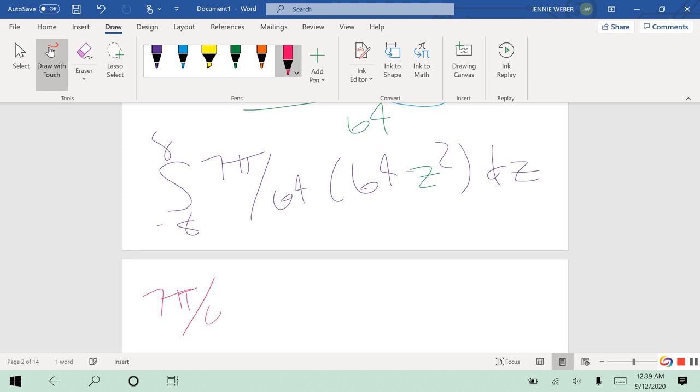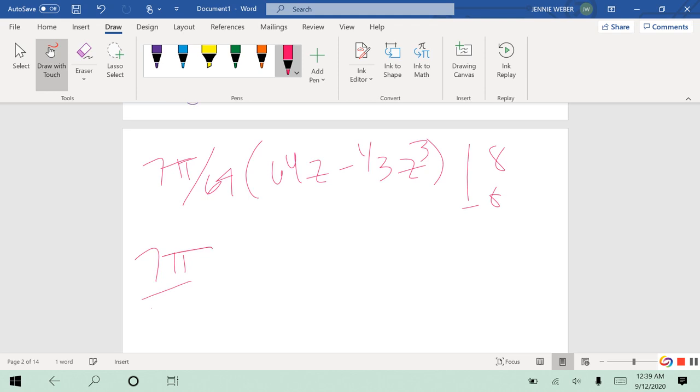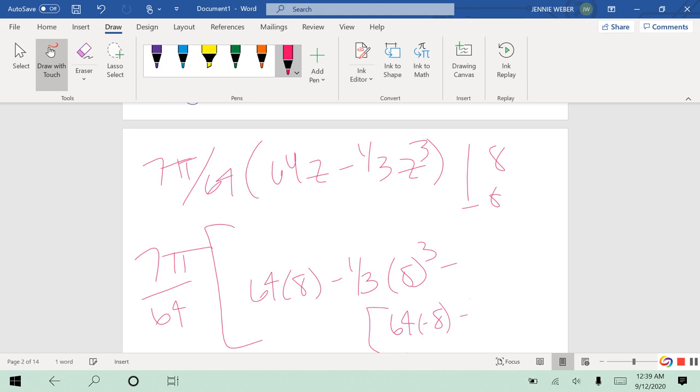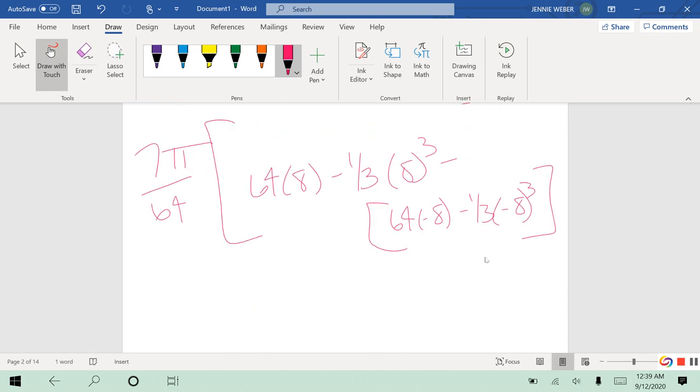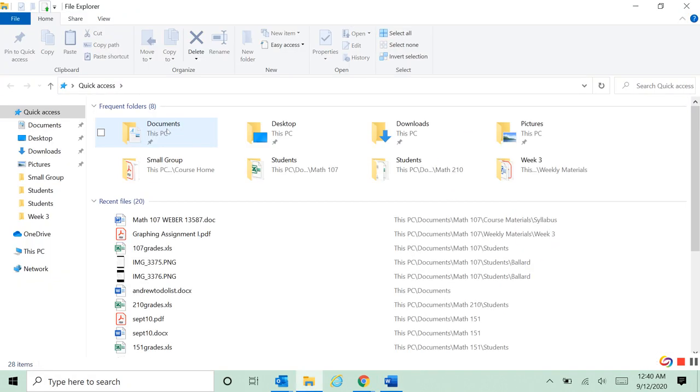So this is 7 pi over 64 times 64z minus 1/3 z to the third. I'm just integrating from -8 to 8. So then I get 7 pi over 64, and then in here I get 64 times 8 minus 1/3 times 8 to the third, minus, and then in here 64 times -8 minus 1/3 times -8 to the third. So this is where you can see the negatives are going to get kind of disgusting in here. I don't really care, but if you do, that's why you would do the whole doubling thing. So let's see here. I need my calculator, which is in here somewhere.